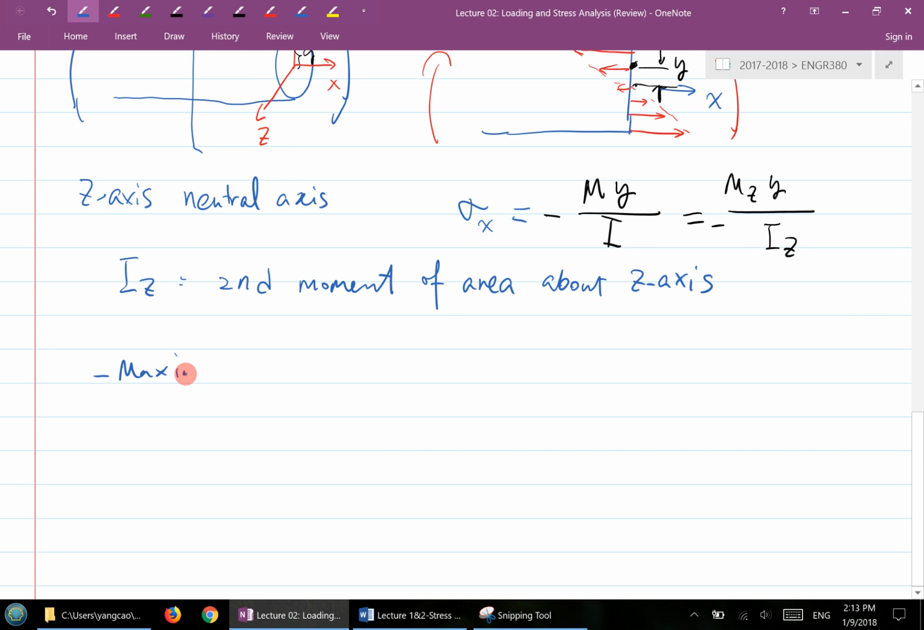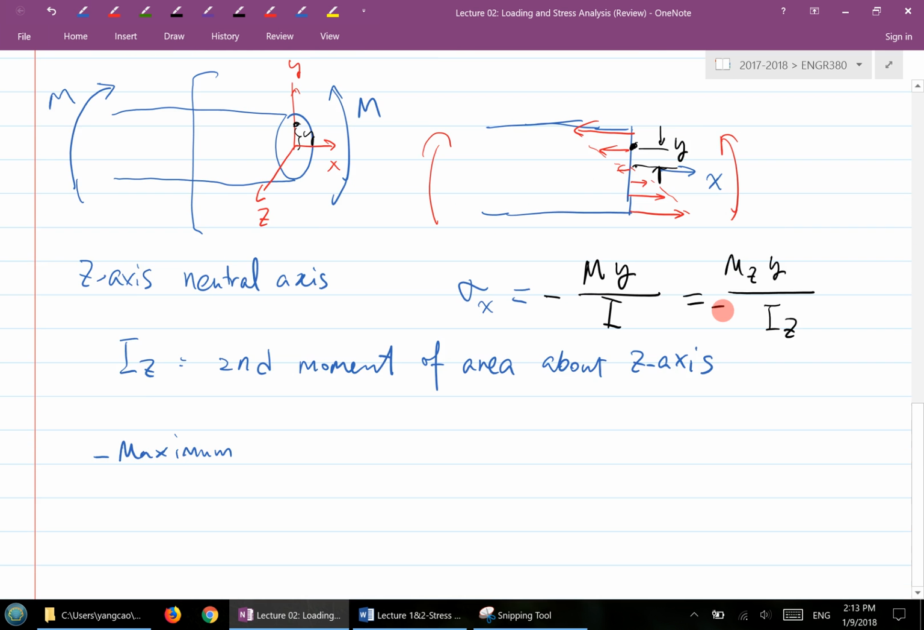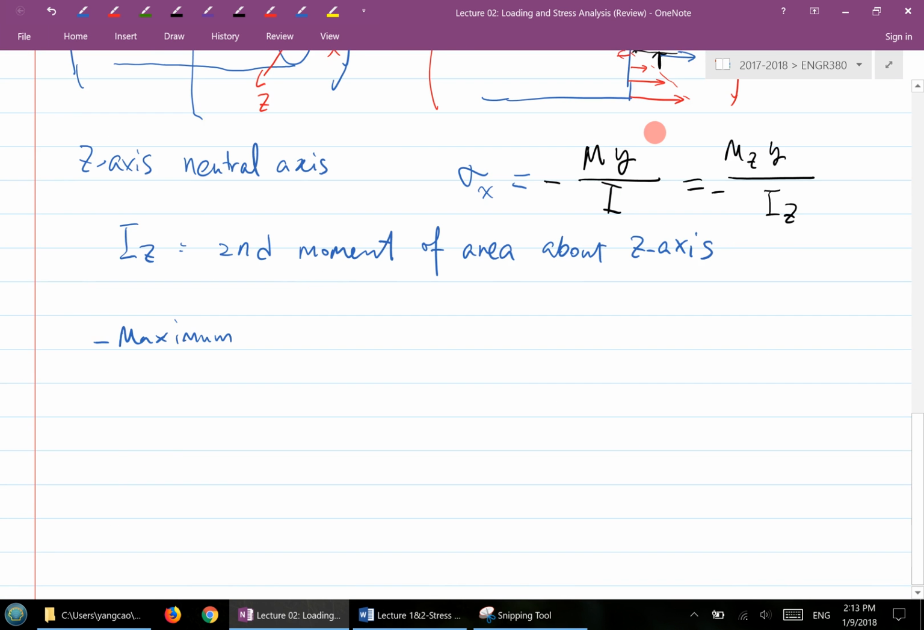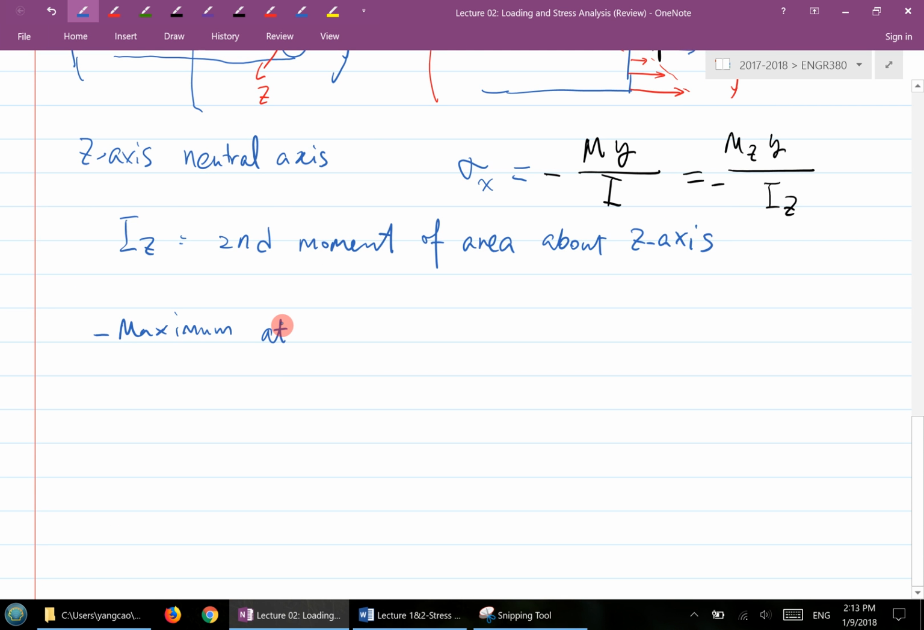So in this case, this is your normal stress due to the bending: maximum at top or bottom of the cross section. Okay, so that's what you have to always remember. This is the normal stress due to the bending, and your maximum location is at either the top or the bottom.